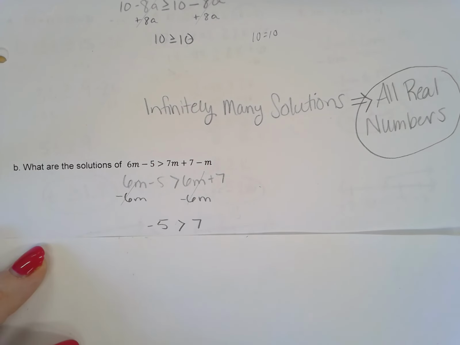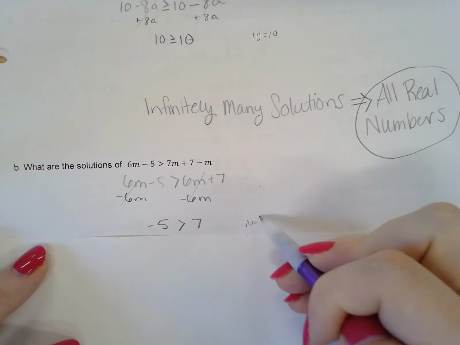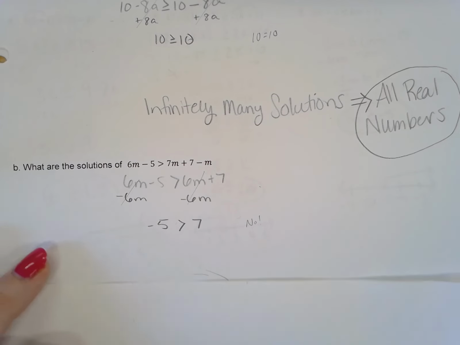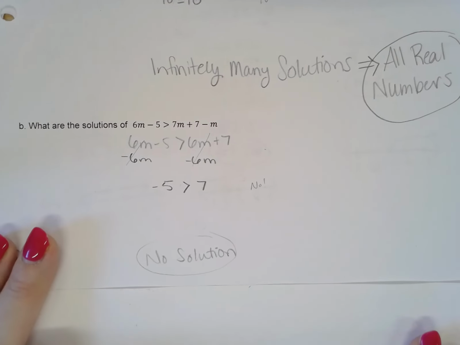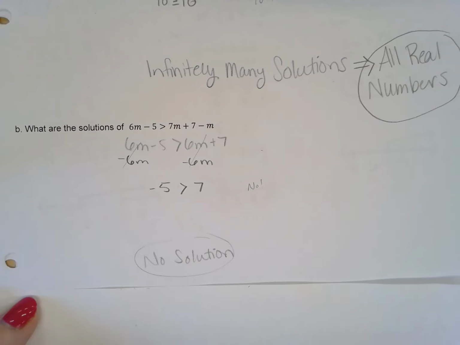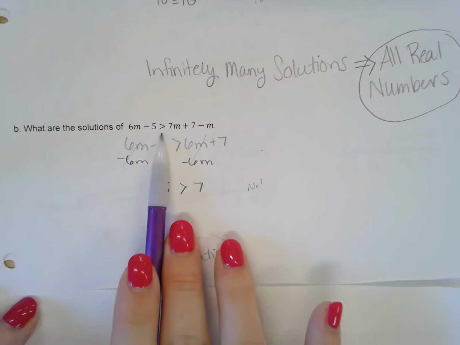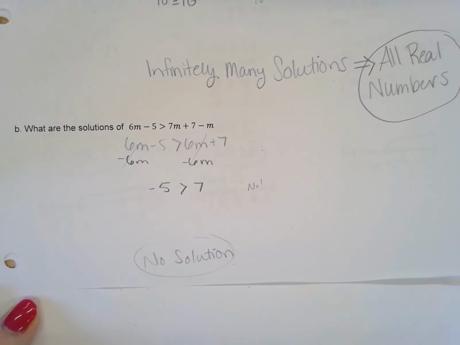Is negative 5 greater than 7? No. Negative 5 is never greater than 7. It's always smaller than. So this is going to actually be no solution. There is no number that you can plug in for m that'll work and have the left side be greater than the right side. So this is no solution. Again, you cannot graph these because there's no numbers that work.